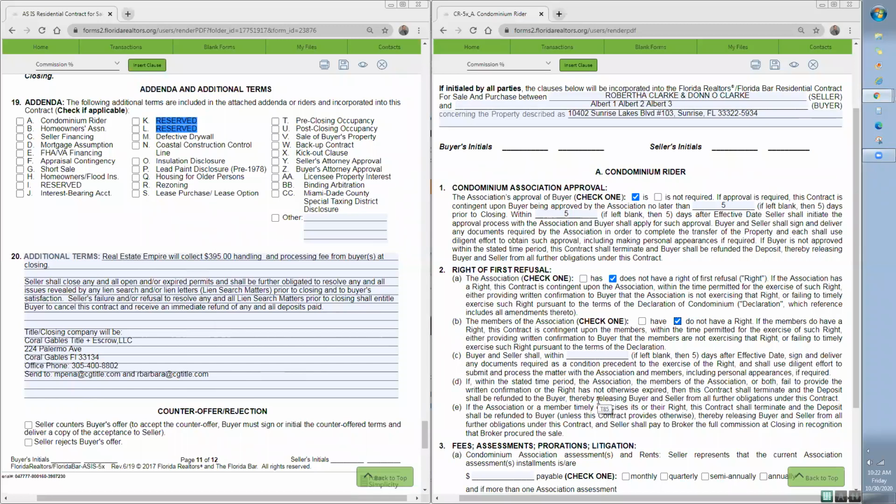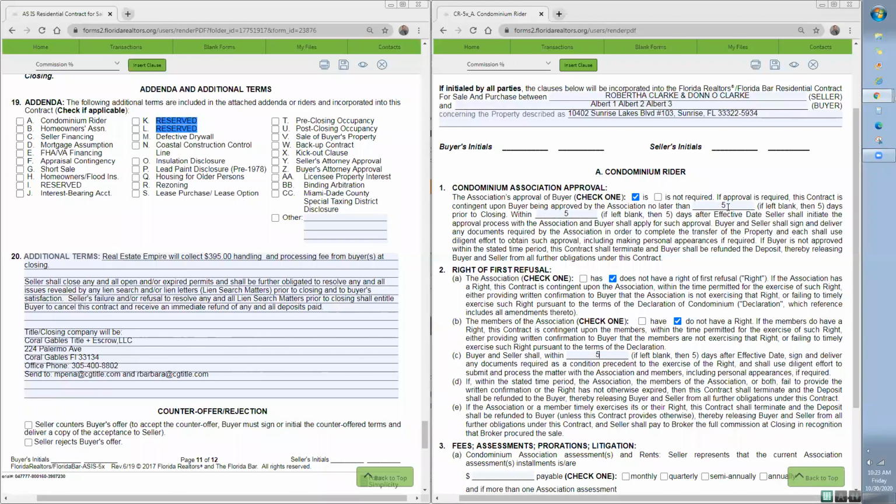Okay, and then buyer and seller shall within 5 days or 10 days if you want, but 5 days is okay. Notice if you leave it blank, it'll automatically be 5 days. Sign and deliver documents required as a condition precedent to the exercise of the right, and shall use diligent effort to submit and process the matter with the association and members, including personal appearances. Right? So basically within 5 days, we should be doing the application process. Okay? So everything's 5 days.